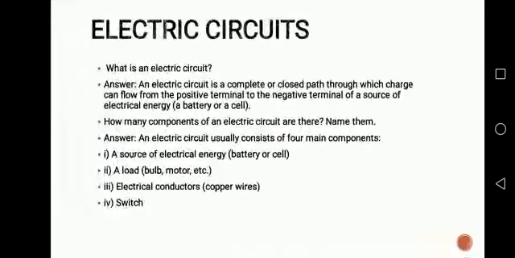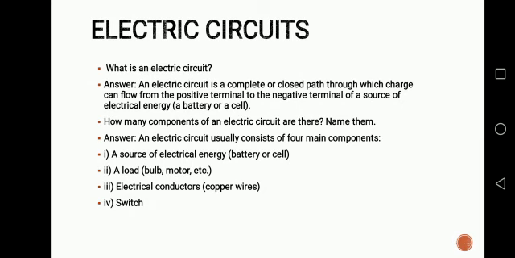Next is, what is an electric circuit? An electric circuit is a complete or closed path through which charges can flow from the positive terminal to the negative terminal of a source of electrical energy, a battery or a cell. You know that an electric circuit is a closed loop of electric wires connected with components, right?